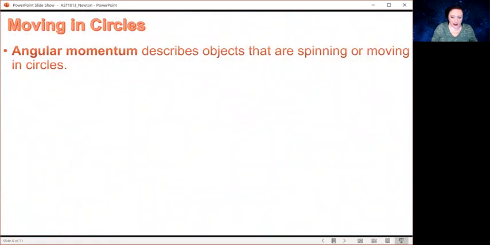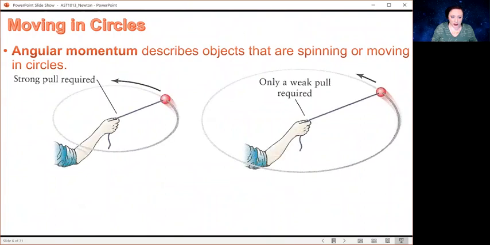So let's consider things that are moving in circles. Angular momentum is going to describe objects that are spinning or moving in circles. So if you imagine that you've got a ball on the end of a string and you're spinning it round in circles, it's got a certain amount of angular momentum. How much angular momentum it has depends on how fast it's moving, how massive the ball is on the end, and how long the string is.